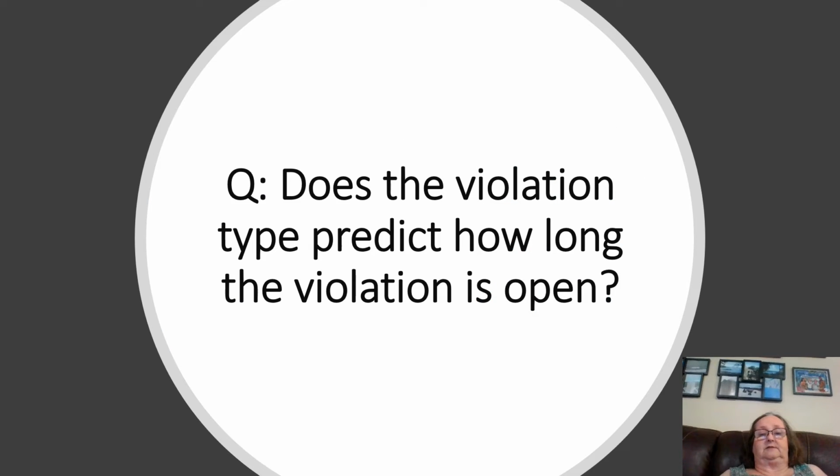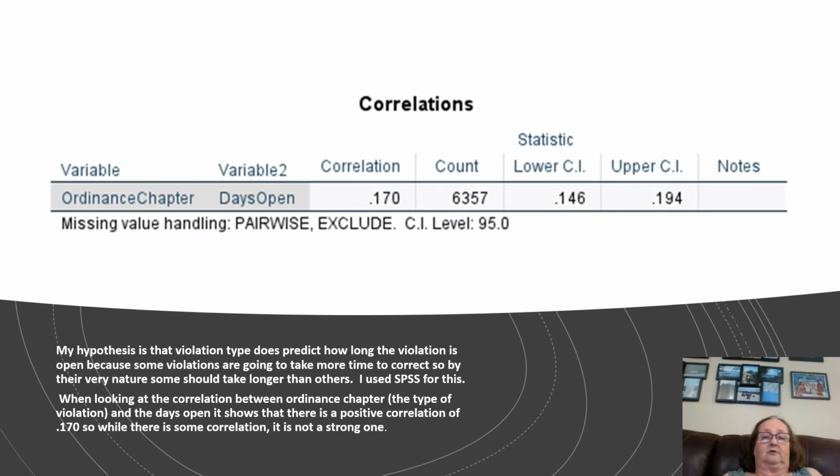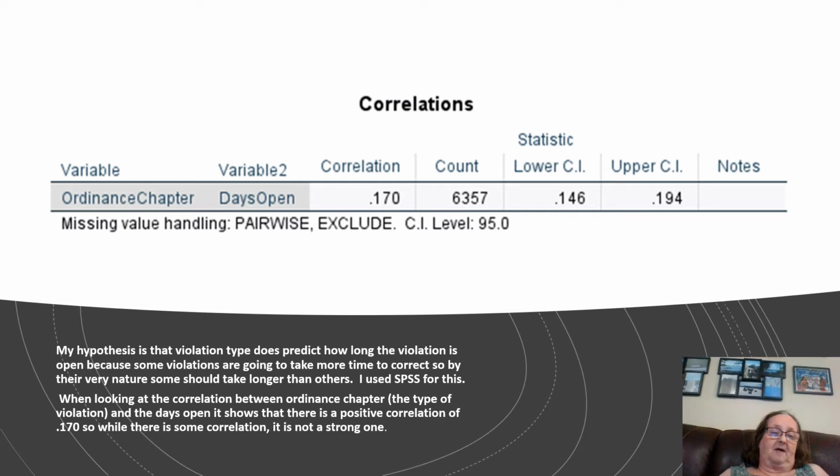The second question is, does the violation type predict how long the violation is open? For this, I use correlation, and my hypothesis is that violation type does predict how long the violation is open, because some violations are going to take more time to correct, so by their very nature, some should take longer than others. I used SPSS for this.